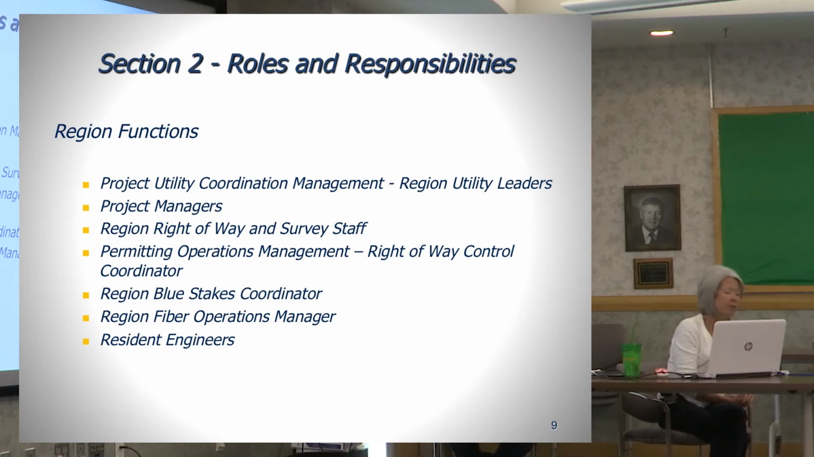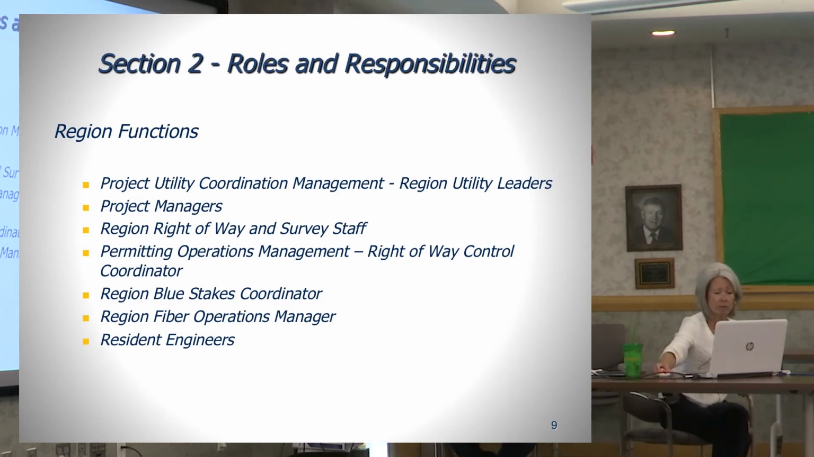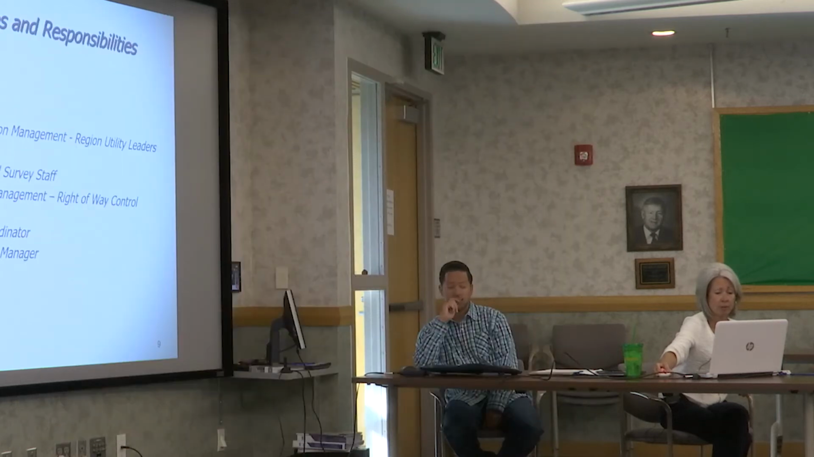Project managers are at the project level. The region right-of-way and survey staff. Permitting operations management is by the right-of-way coordinator, the control coordinator in each region. There's a region Blue Stakes coordinator, a fiber operations manager, and then of course the resident engineers. A lot of responsibility relative to utility relocation work.